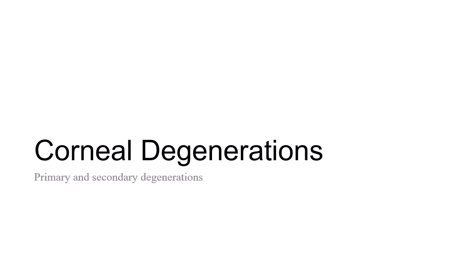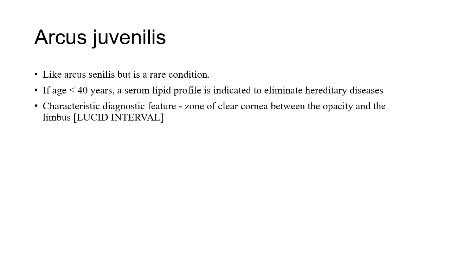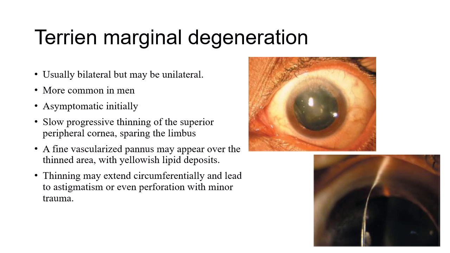Let's move on to corneal degenerations. So they may be primary or secondary. This one's our favorite, arcus senilis, a very, very common corneal degeneration, which consists of lipoid deposition in the peripheral cornea in a band of about 1 mm. Remember, between this band and the limbus, there will be a zone of clear cornea known as lucid interval. If the same thing happens in young people in less than 40 years of age, it is known as arcus juvenilis, and it warrants a serum lipid profile to rule out hereditary causes of hypercholesterolemia. Remember, these degenerations are always going to have a lucid interval.